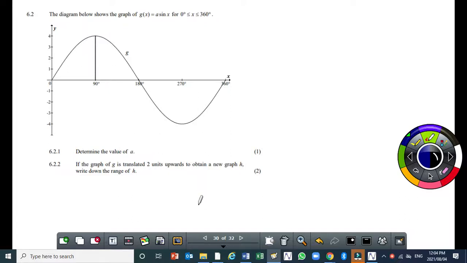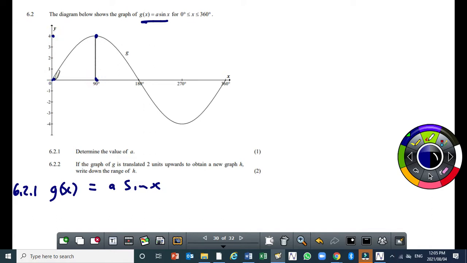This is very straightforward. Determine the value of A. Here we are given the equation, so you say g of x, this is 6.2.1, g of x equals A sine x. Now to calculate A, remember A can be the amplitude. In this case, it will be the amplitude. That is the distance from here to there, which is from 4 to 0. So we don't need to do a calculation. That's why it's 1 mark. So A is going to be equal to 4.